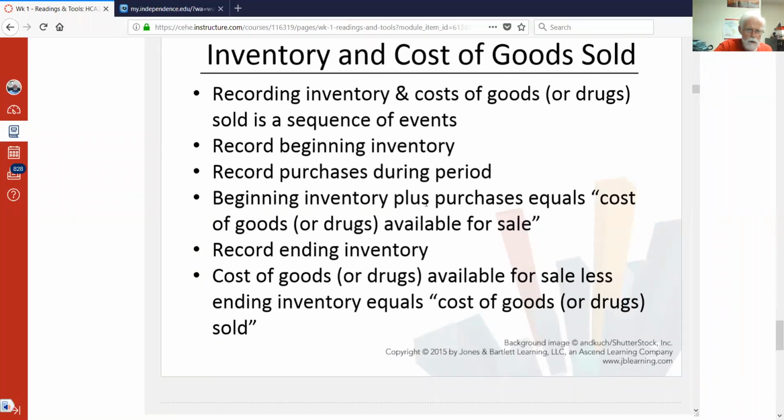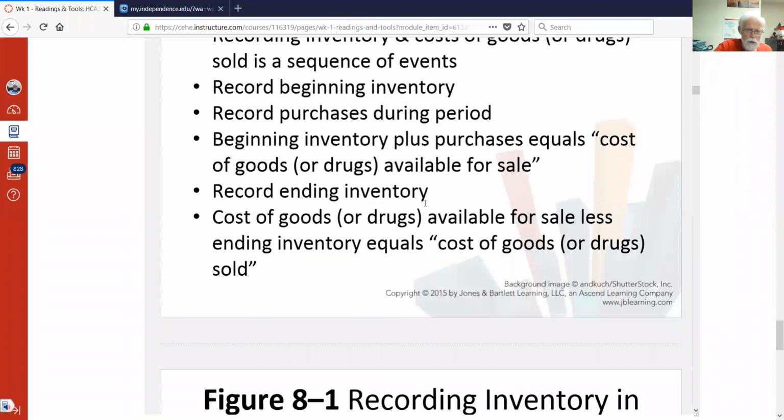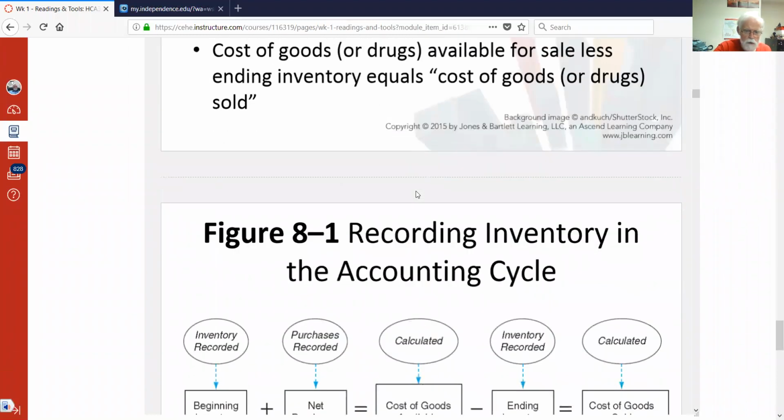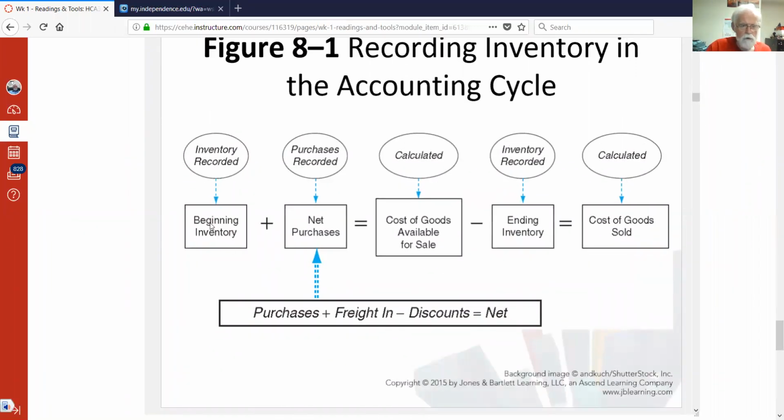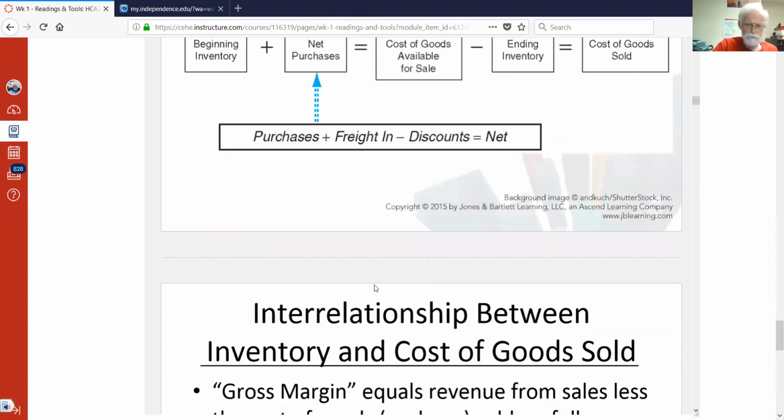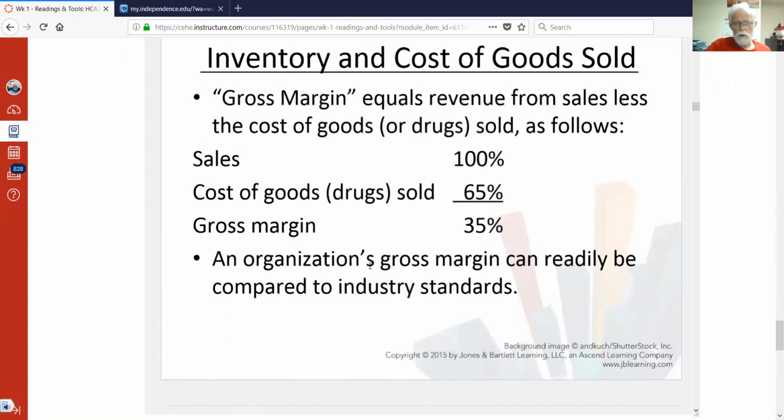Really we look at buying our inventory, and then we record the income from the sale. So we have beginning inventory, purchases recorded. So net purchases equals the cost of goods available for sale. We subtract the ending inventory, and then that's our cost of goods sold. Gross margin is the difference between cost and revenue.